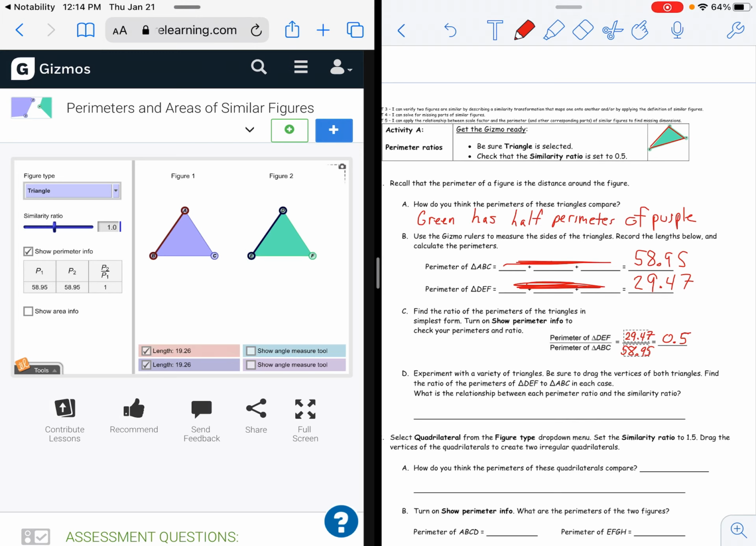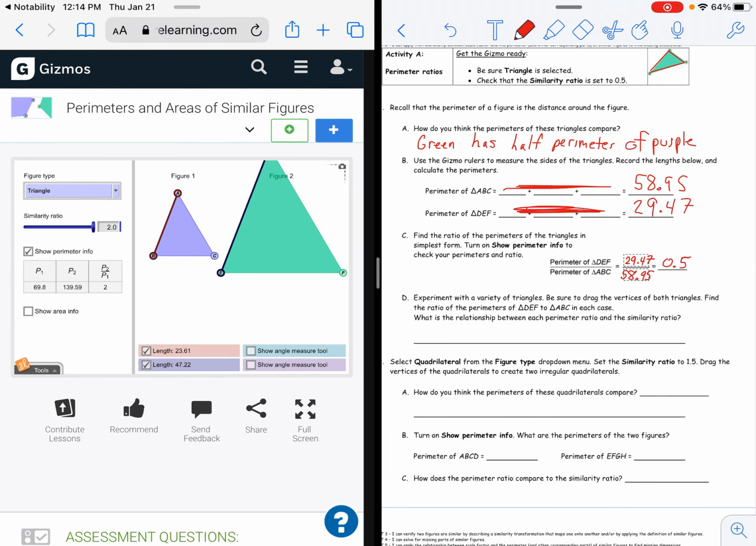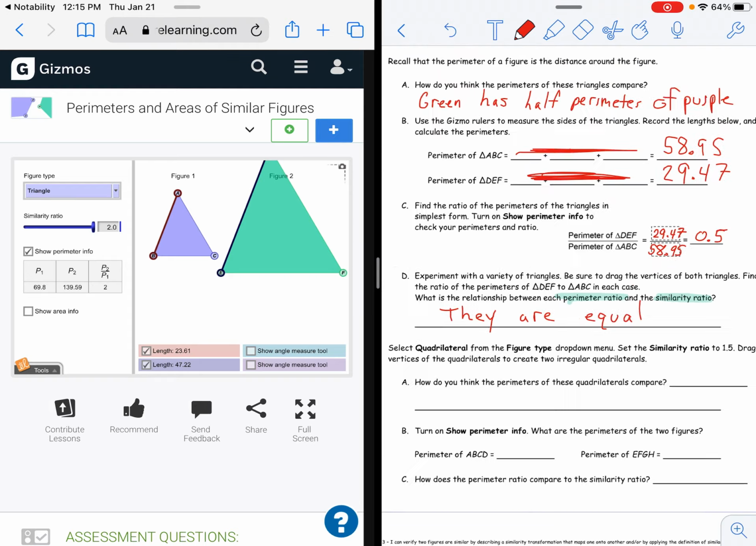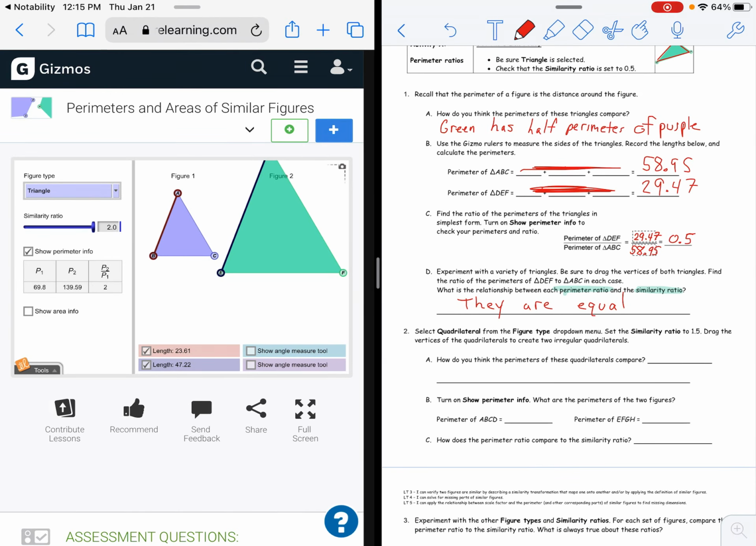Alright, and just watch this. If we do it by double, the perimeter is going to be double now. Now let's see if I can get nice. I think it's probably going to be impossible to get a whole number. But nonetheless, if you look at the perimeter info, we can see that. So experiment with a variety of triangles. What's the relationship between the perimeter ratio and similarity ratio? We're just going to say they are equal.